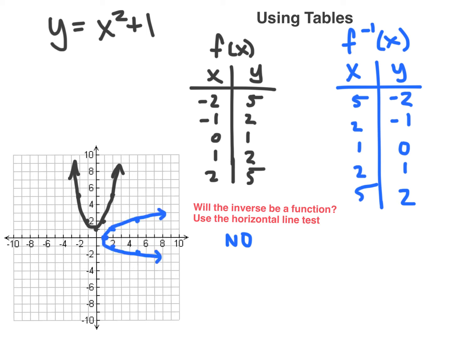And so now graphically, it's easy to see that this is not a function. This input of 5 has multiple outputs along with the 2 and so on. But they still are reflections over the line y equals x of each other. So now let's go back to algebraically and try to write the inverse of this function, just to further show that the inverse will not be a function.